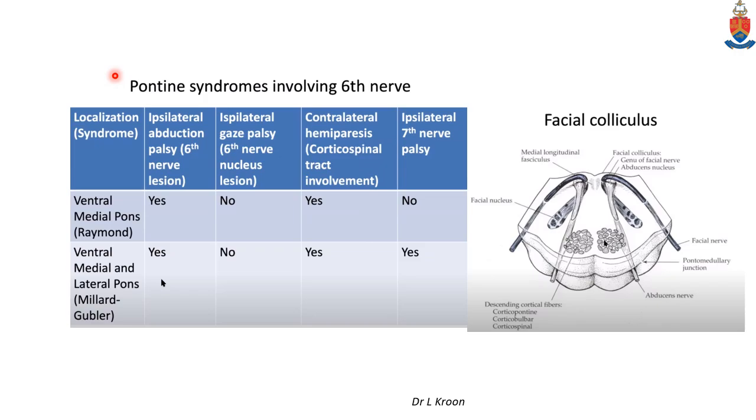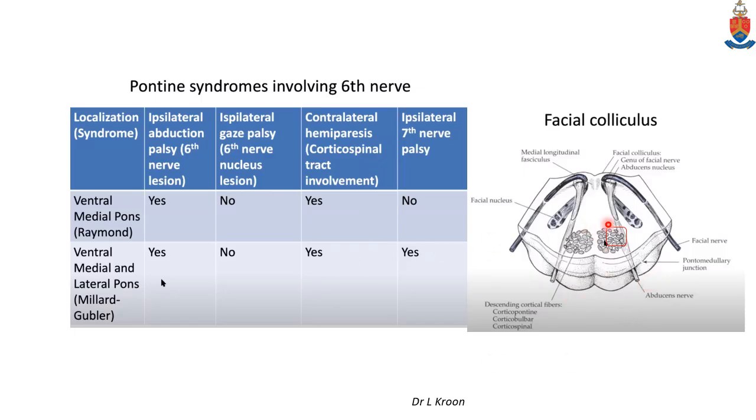So let's look at some of the other pontine syndromes that we get. These are typically associated with small lacunar infarcts in the brainstem. Let's start off with the ventral medial pons. If you remember the localization principles, we mentioned you first have to localize on a vertical plane and then on a horizontal plane. Then we go to dorsal, and then we go to ventral.